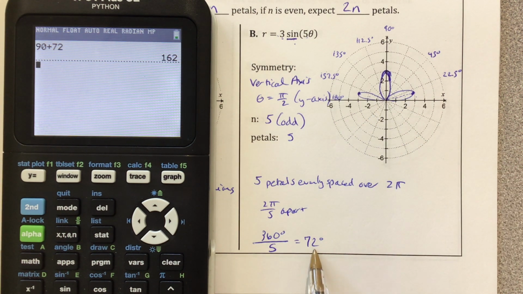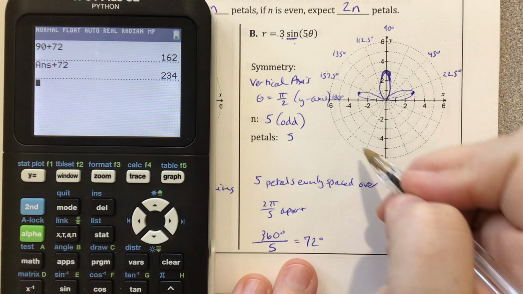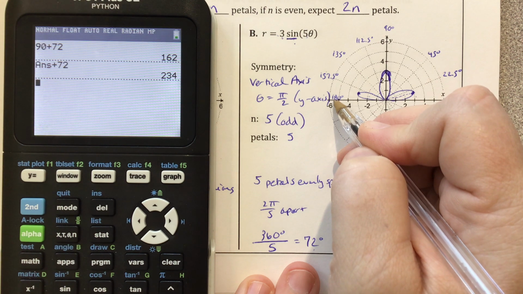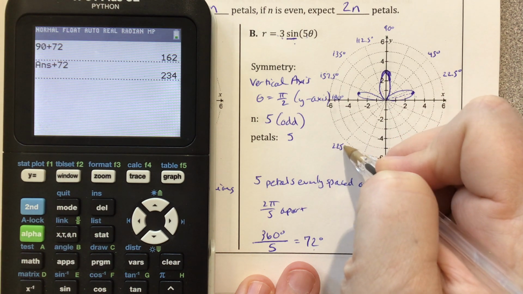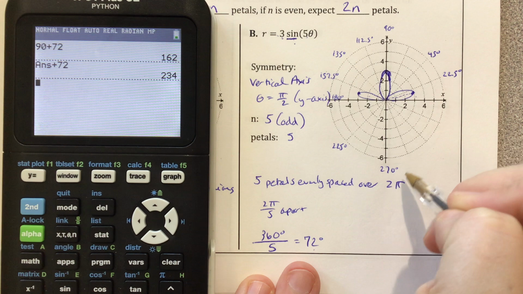Where will I be after another 72 degrees? I'll be at 234 degrees. So let's see, if this is 180, here is 225 degrees, here is 270 degrees.